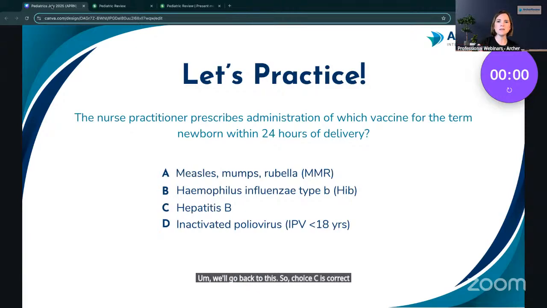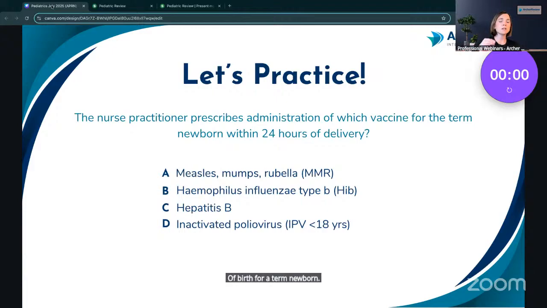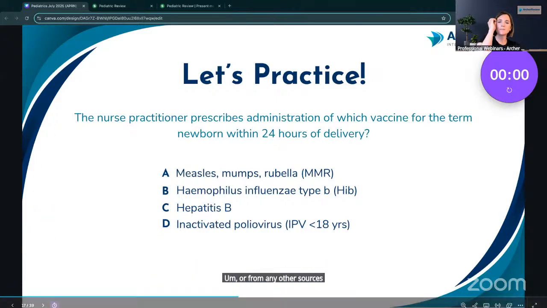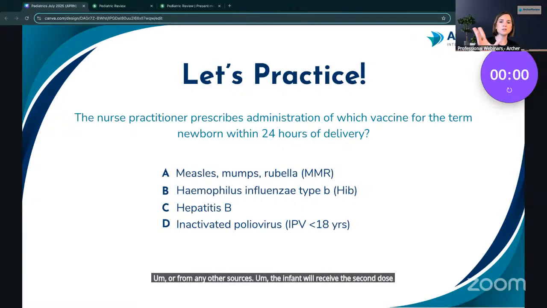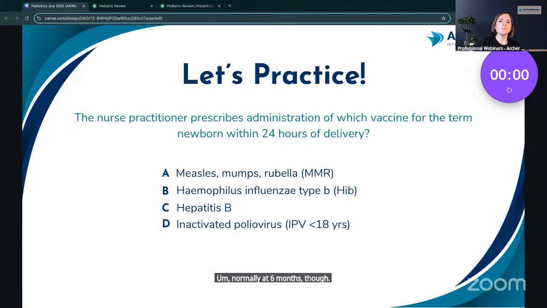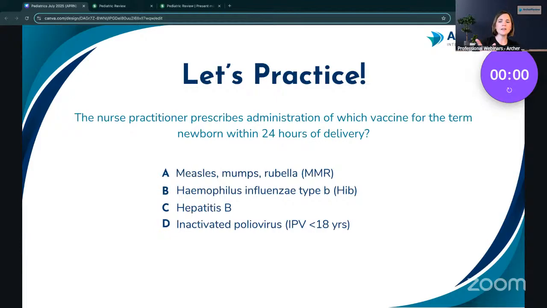The first dose of Hep B is given within 24 hours of birth for a term newborn. This really significantly reduces their risk of contracting the virus from an infected mother or from any other sources. The infant will receive the second dose at 1 to 2 months, usually at that 2-month visit, and then the third dose between 6 and 18 months of age, normally at 6 months, though. For babies that have moms with an unknown status or a positive Hep B surface antigen, they should receive the vaccine and the immunoglobulin within 12 hours of birth. So choice A, the MMR vaccine, is incorrect.